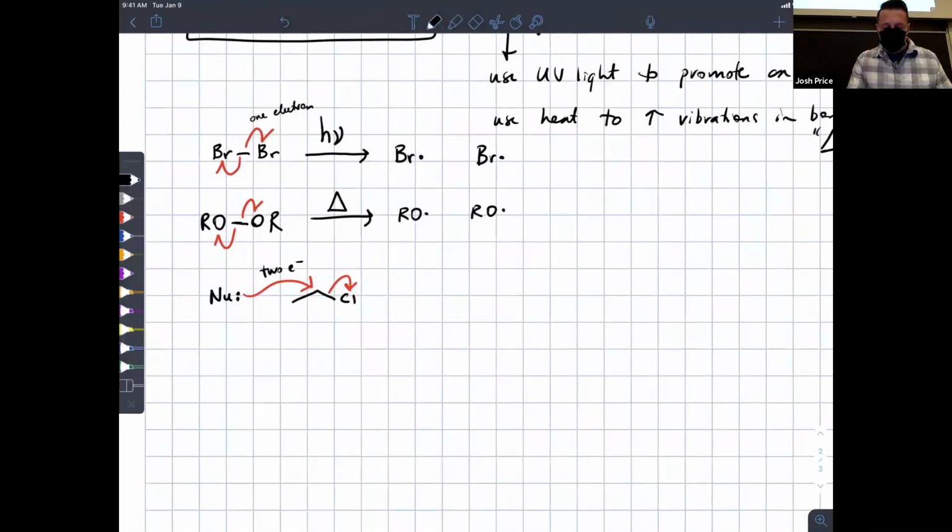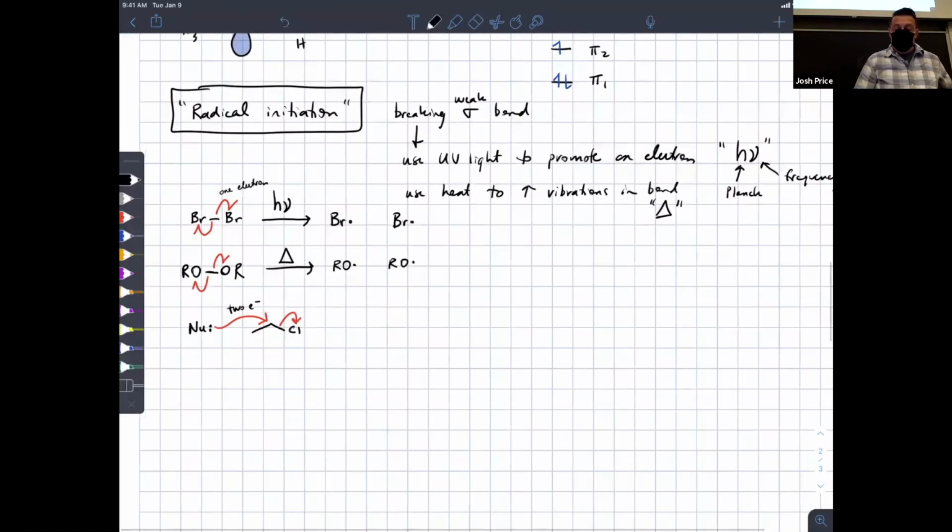If you use the wrong arrow, the mechanism isn't correct. Okay, so radical initiation is one of the ways that we generate radicals, and there's tons of different molecules that'll do this. I'm only showing you the two that your text shows, but there's a whole host of other ones.